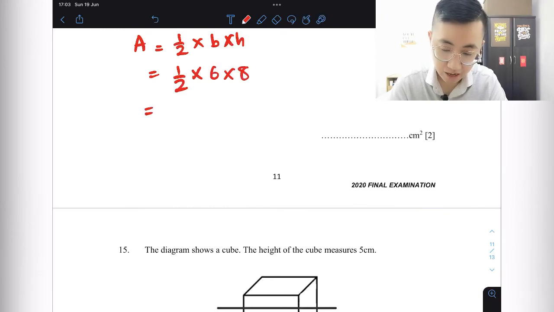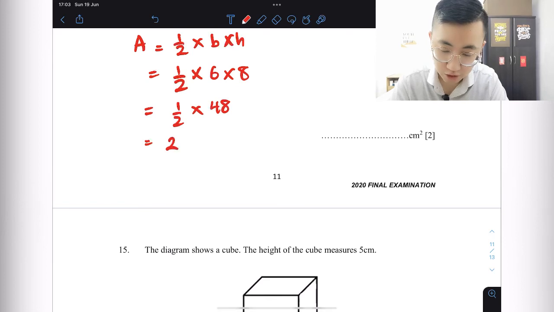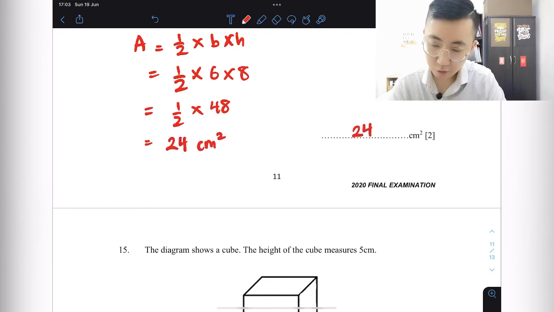So let's copy back half. 6 times 8 is 48, and anything times half is like dividing by 2. So this is going to be 24. The unit is centimeter square. So 24, the unit is centimeter square.